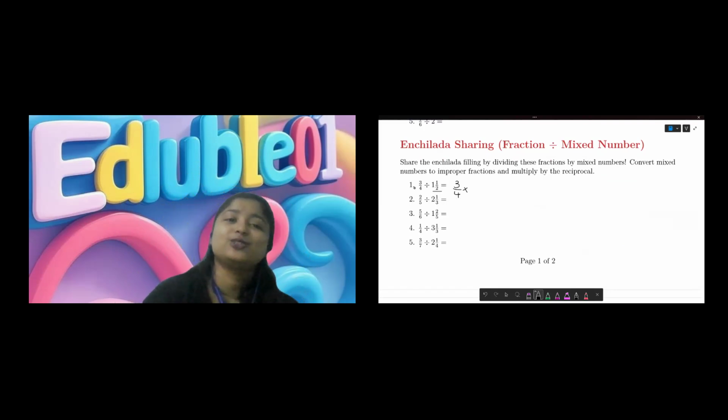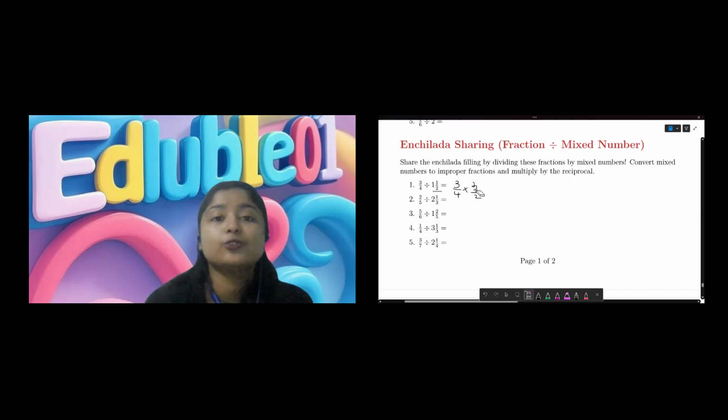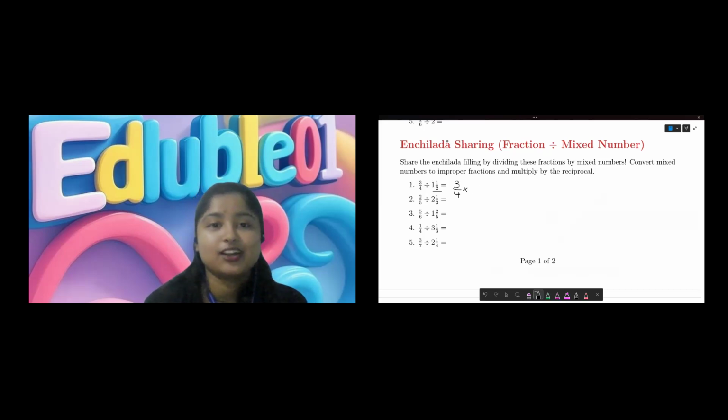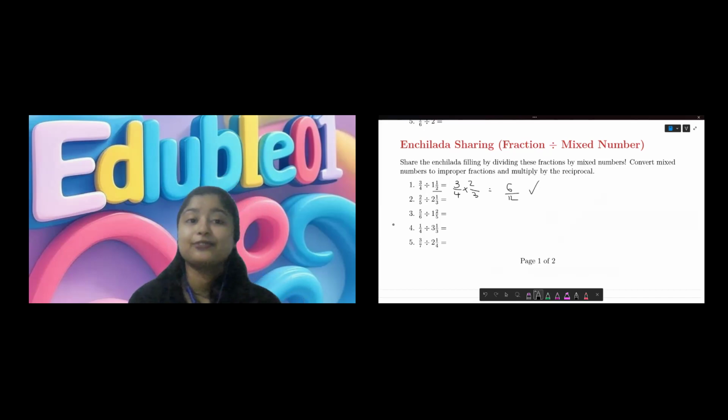A cake walk. 2 times 1 is 2, plus 1 is 3, 3 over 2. But we need to change the sign, remember? So it's going to be 2 over 3, not 3 over 2 this time. Yes. 2 over 3. 3 times 2 is 6 and 4 times 3 is 12. So your answer is 6 over 12, right?